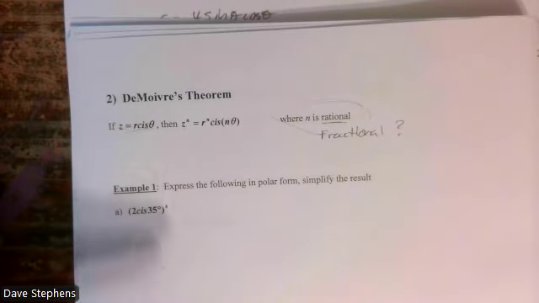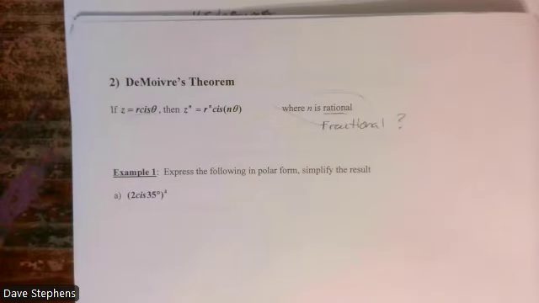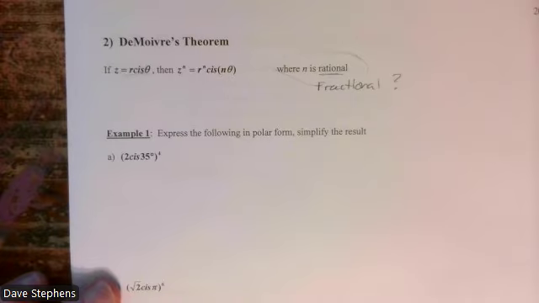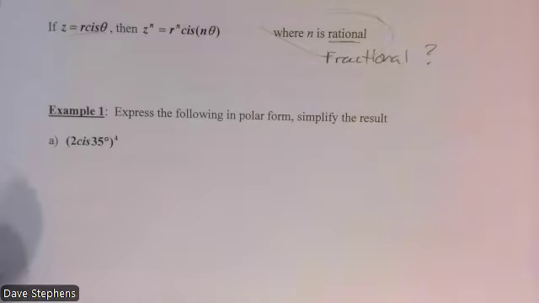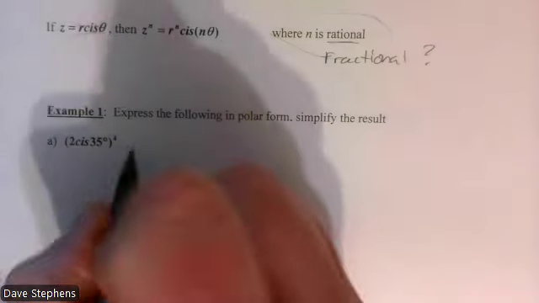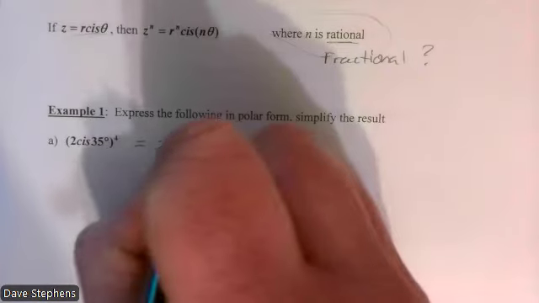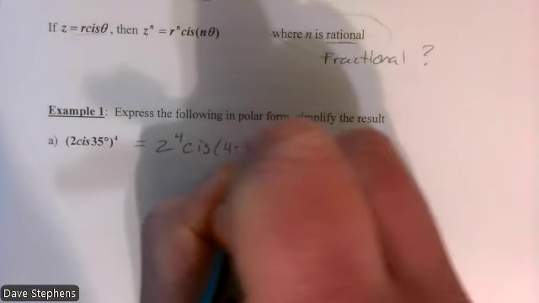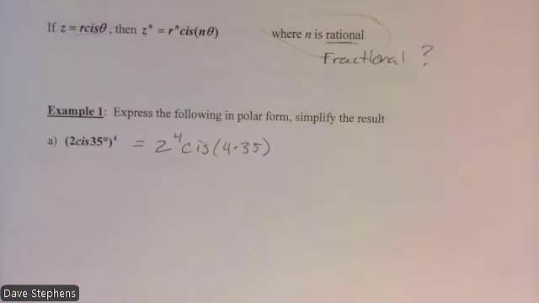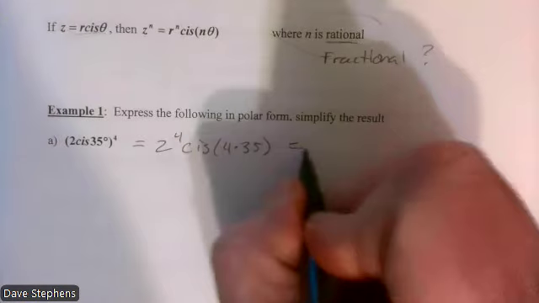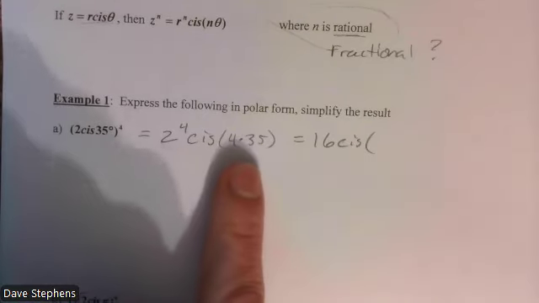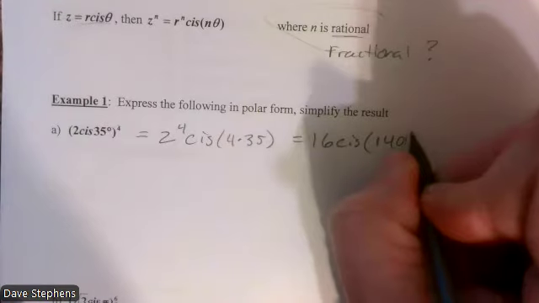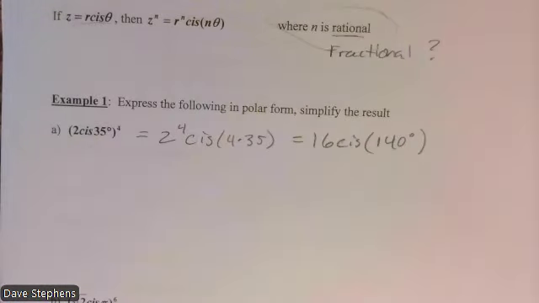I wonder. All right. Express the following in polar form and simplify the result. Not a problem. 2 cis 35 degrees, all that raised to the fourth power. So we get 2 to the fourth cis 4 times 35. Now we've got to do this. 2 times 2 is 4, 8, 16. So we get 16 cis 4 times 35. 4 times 30 is 120, 4 times 5 is 20, so we get 140 degrees.